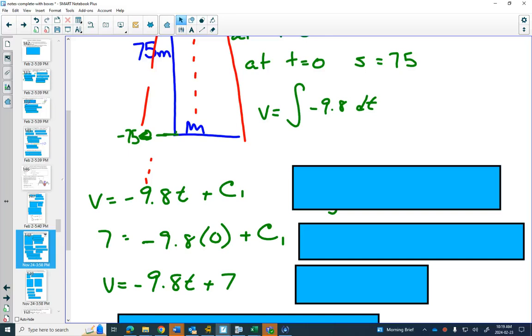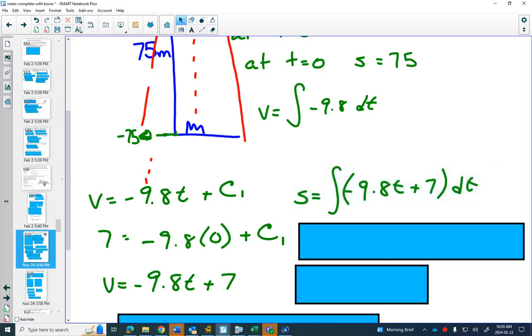And our displacement is just the integral of our velocity. So if I want to find my displacement, because I'm wondering, what is the distance? This question said, how far has it traveled?